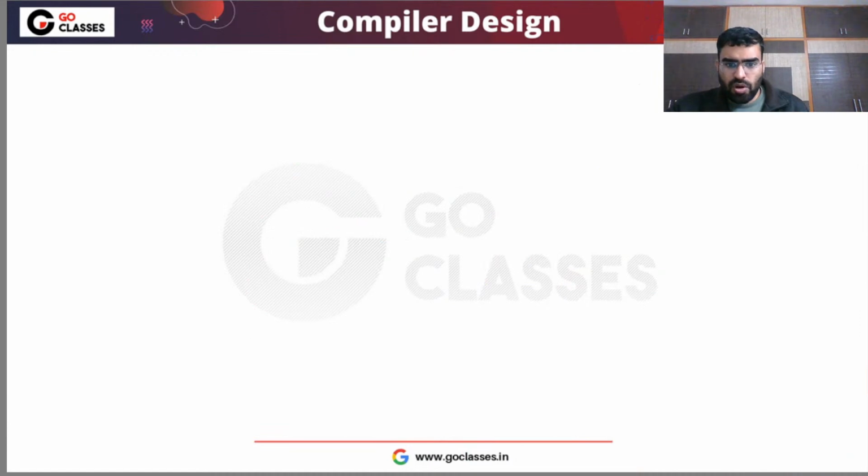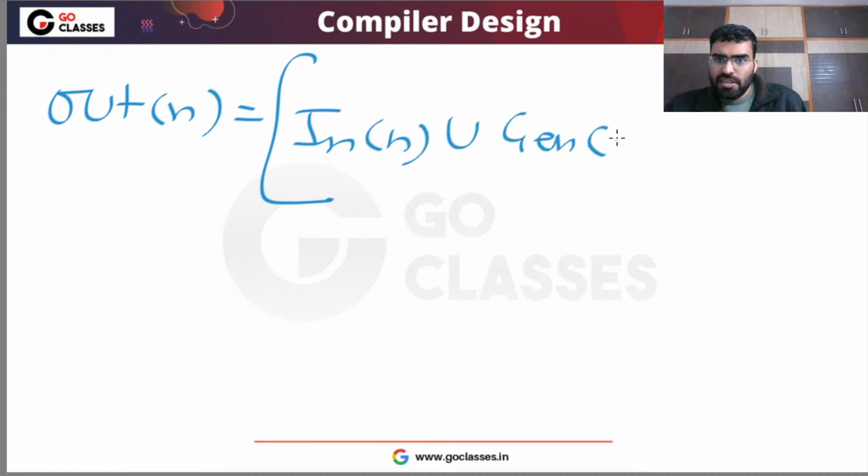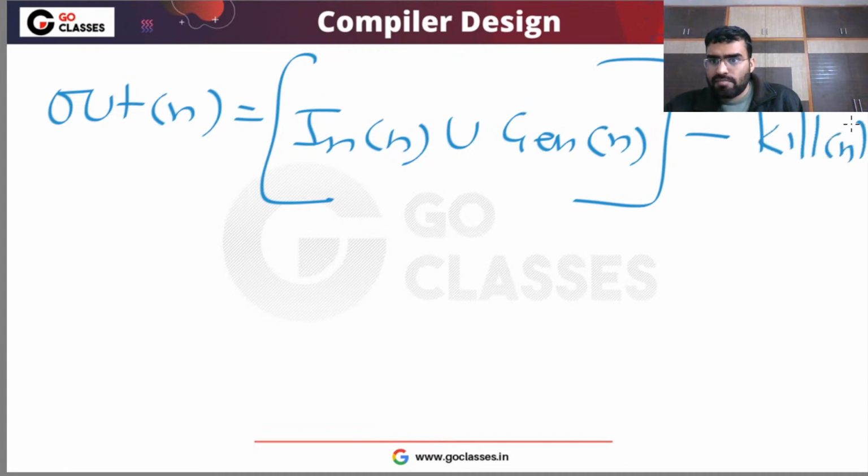So this is the whole idea. I hope this is clear. Anyone has any doubt? Let me know. Very simple, because remember, first you generate, then you kill. So whatever is coming in, that is the incoming, union what is generated by n, and finally what is killed by n.